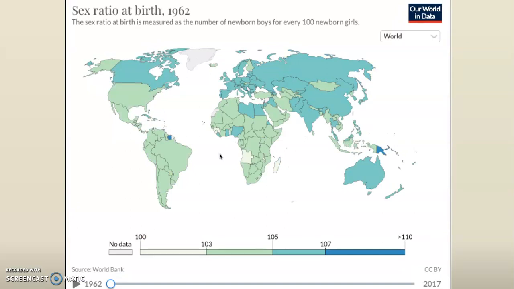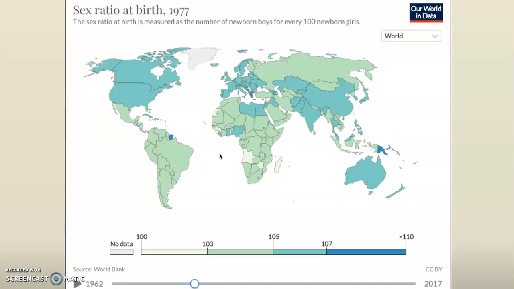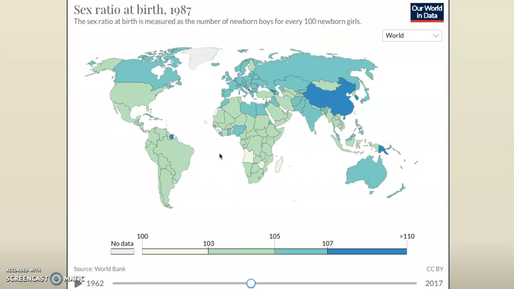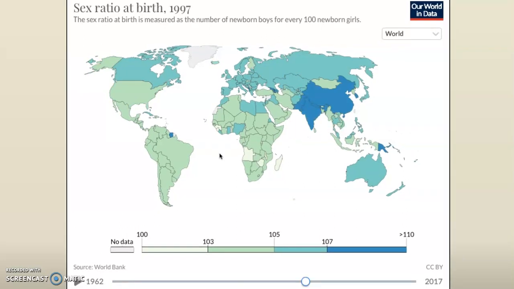Now let's look at sex ratio at birth. Now this is 1962. I'm dealing with the statistics that I have. So as we go further to the right, okay, as you're looking to the right, you can see this is sex ratio at birth, measured as number of newborn boys for every 100 newborn girls. So as we go to the right, it's increasing numbers of males being born to females. And notice the entire planet basically is more males being born than females. But notice 1977, 1987, look what happens in China. 1997, notice in South Asia what's happening.